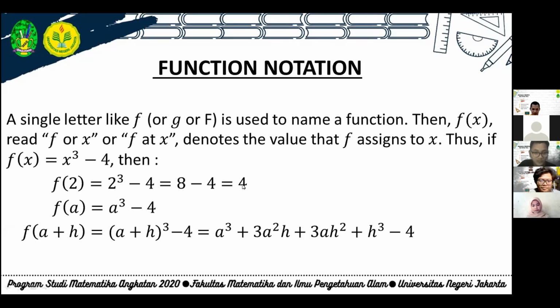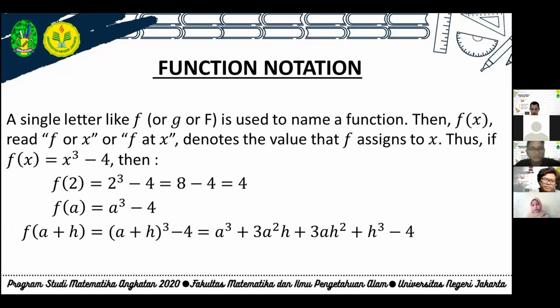The answer is 4. The next is the function of a: f(a) equals a cubed subtracted by 4. And the next is f(a plus h). The answer is a cubed plus 3a squared h plus 3a h squared plus h cubed, subtracted by 4. Okay, you can see the answer. I think you can see it.